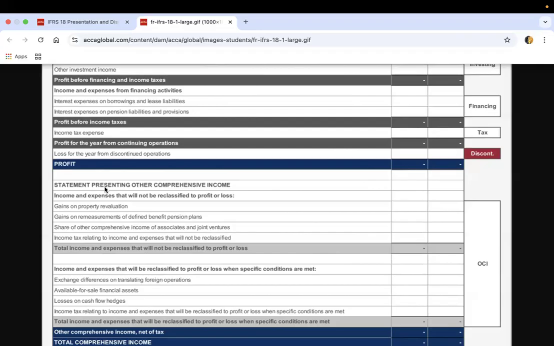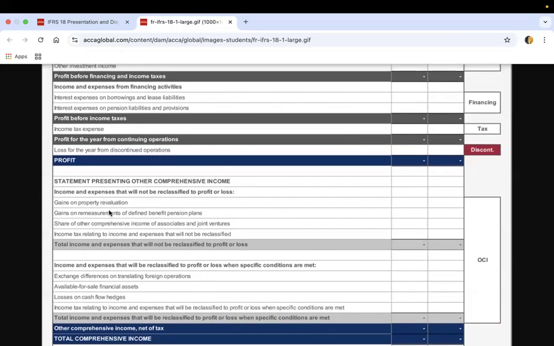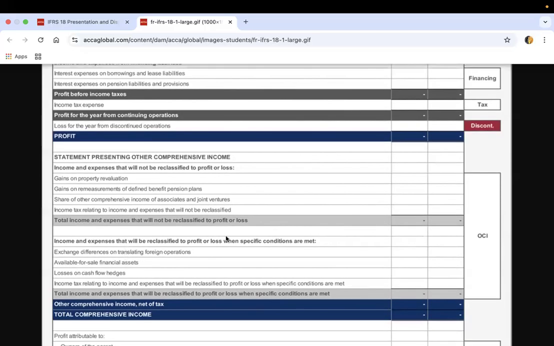OCI has two categories: income and expenses that will be reclassified to profit and loss in the future, and income and expenses that will be reclassified only if any conditions are met. Under this category, we have examples of property revaluation, remeasurements of benefit plans, which is IAS 19, which you don't study, and share of other comprehensive income from associates or joint ventures. Now, income tax relating to income and expenses that will not be reclassified. Then you have the total income and expenses that will not be reclassified to P&L.